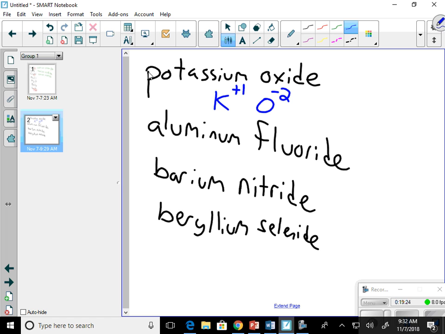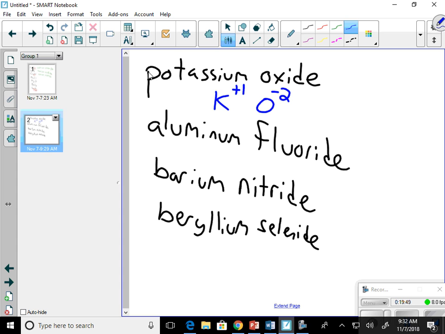In an ionic compound, you have a metal and a nonmetal. Metals lose electrons, nonmetals gain electrons. They work together. However, the number of electrons gained and lost have to balance each other out. Right now, I have potassium losing 1 electron and oxygen gaining 2 electrons. It doesn't make sense.